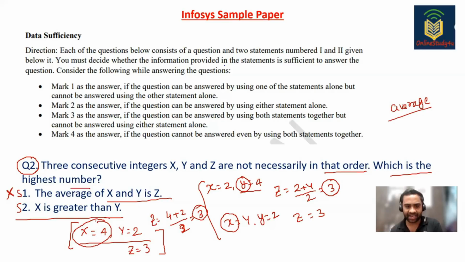So if we combine both the statements, then we will be able to answer. But individually from statement 1 or statement 2, we will not be able to answer. So mark 3 as the answer if the question can be answered using both statements together, but cannot be answered using either statement alone. So option 3 will be the correct answer.